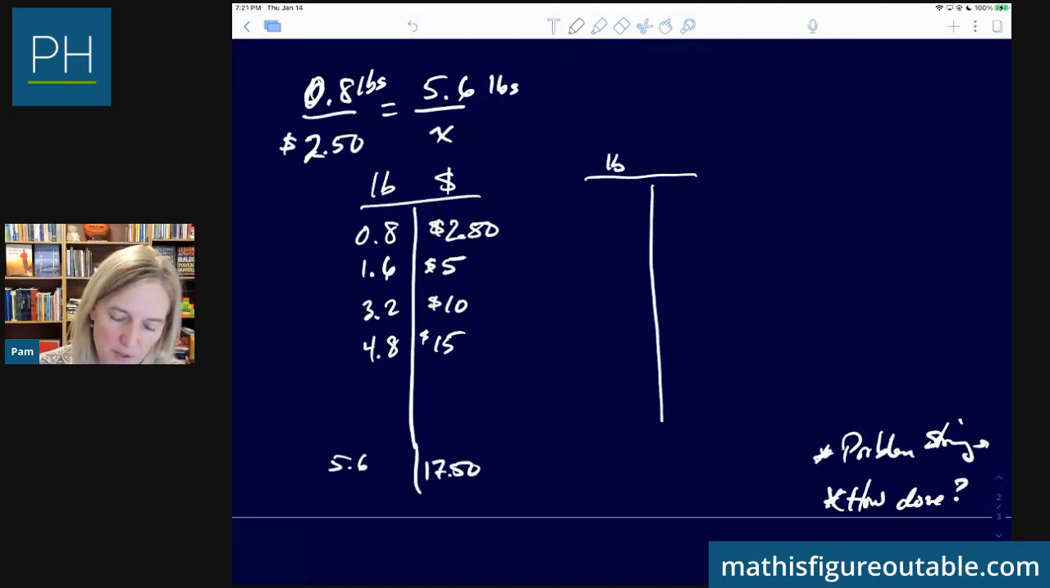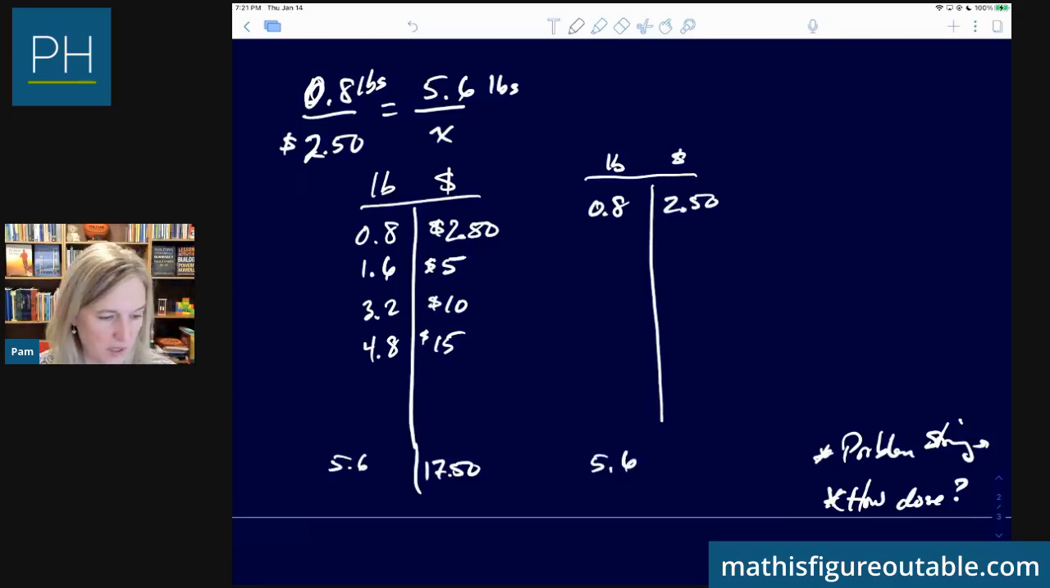All right, so I've got pounds and I've got money. We started with 0.8 of a pound and $2.50. What would a more sophisticated learner do to get up to 5.6? Let's see. I'm just looking at the time. I think we'll skip right ahead to the most sophisticated one that I was thinking about. Yeah, probably.